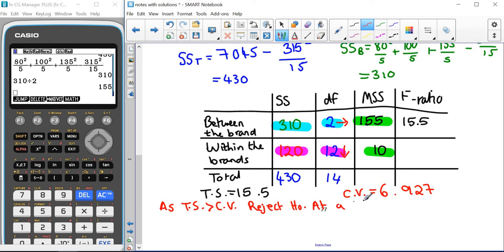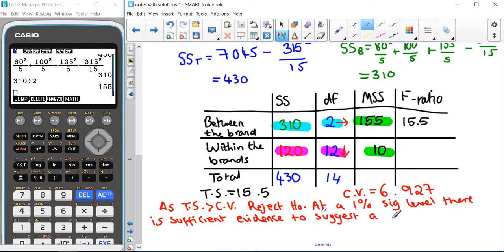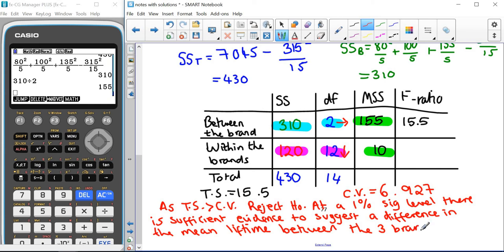So at a 1% significance level, there is sufficient evidence to suggest a difference in the mean lifetime between the 3 brands. So that's how we do it without the graphical calculator.